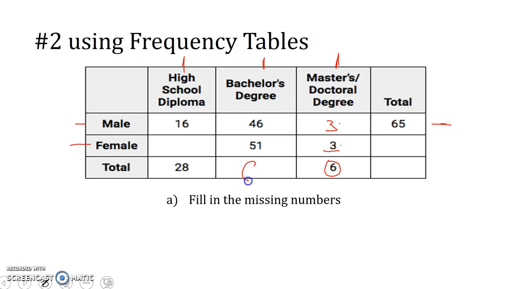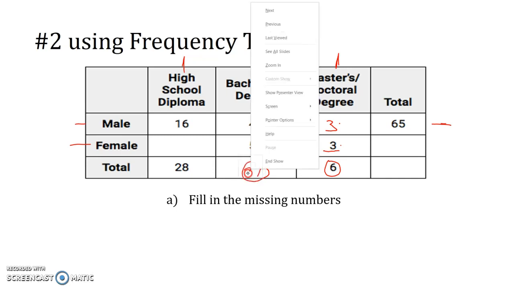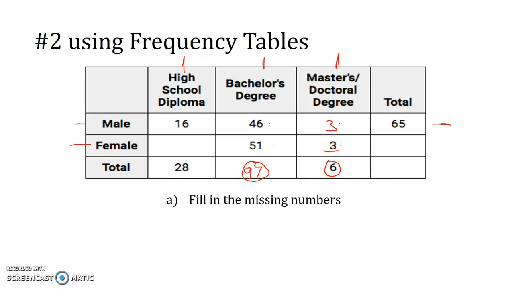Then I can maybe figure out what this one is, because there are 46 males with a bachelor's degree and 51 females with a bachelor's degree. And if I add those together, that's going to be 97 people with a bachelor's degree. The other thing that I can figure out is maybe what goes here, because I have a total of 28 people with a high school diploma. 16 of those people are males. Well, that would mean that 12 of them have to be females, because 16 plus 12 is 28.